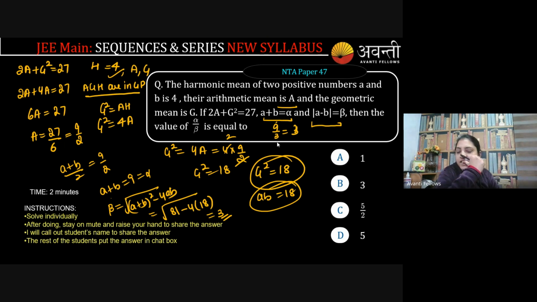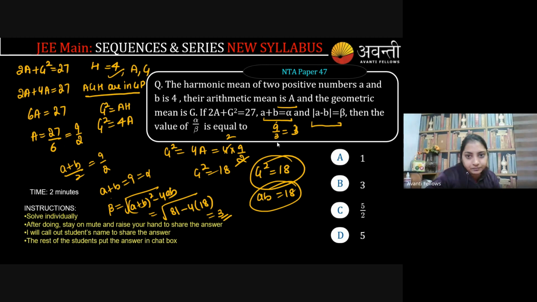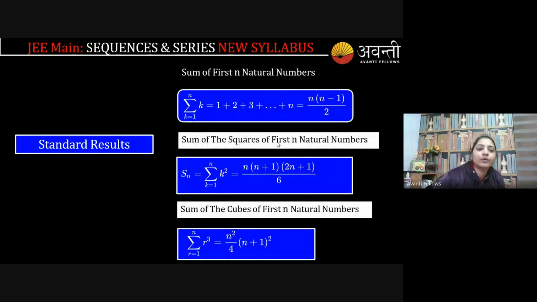Yes, ma'am. Any doubt? Any confusion? No, ma'am. Clear to everyone? Yes, ma'am. Okay. There are some standard results. Although these three standard results are excluded from your syllabus, I guess if you go through the JEE Main syllabus that was newly released by NTA before Diwali, you will see that they already reduced number sequences and special series from the syllabus.